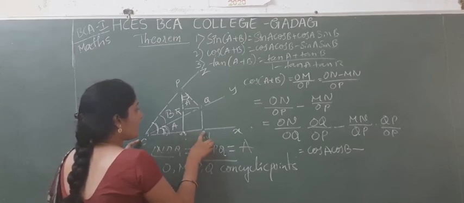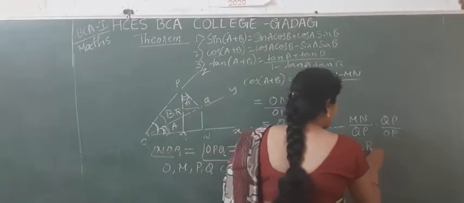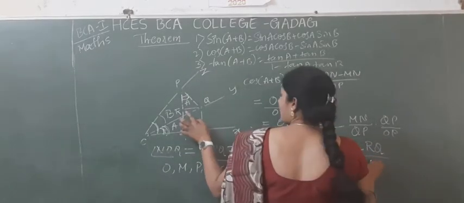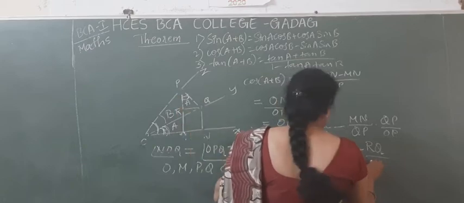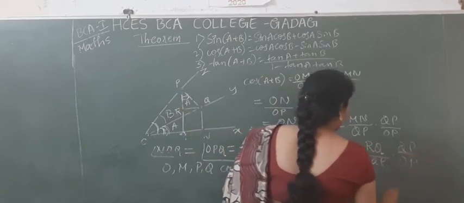Okay, so MN is nothing but RQ. Am I right like that? So MN is nothing but RQ divided by QP, QP into QP divided by OP.